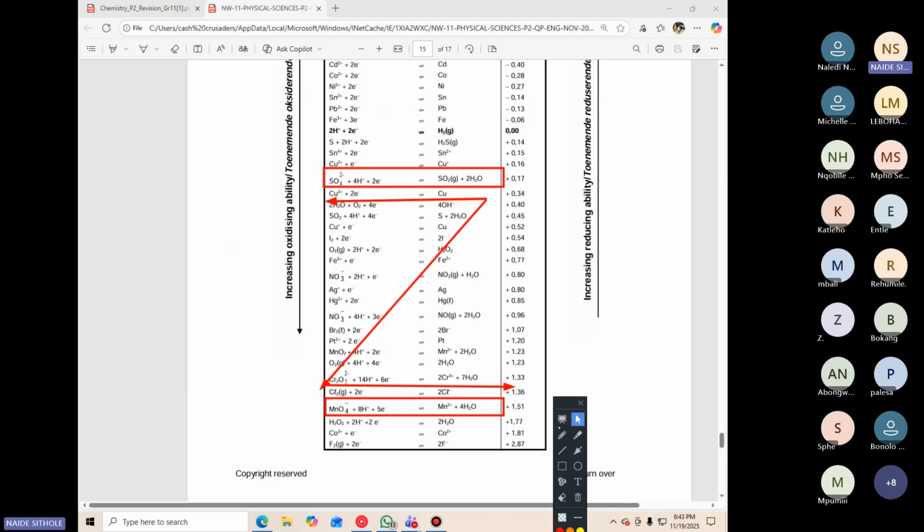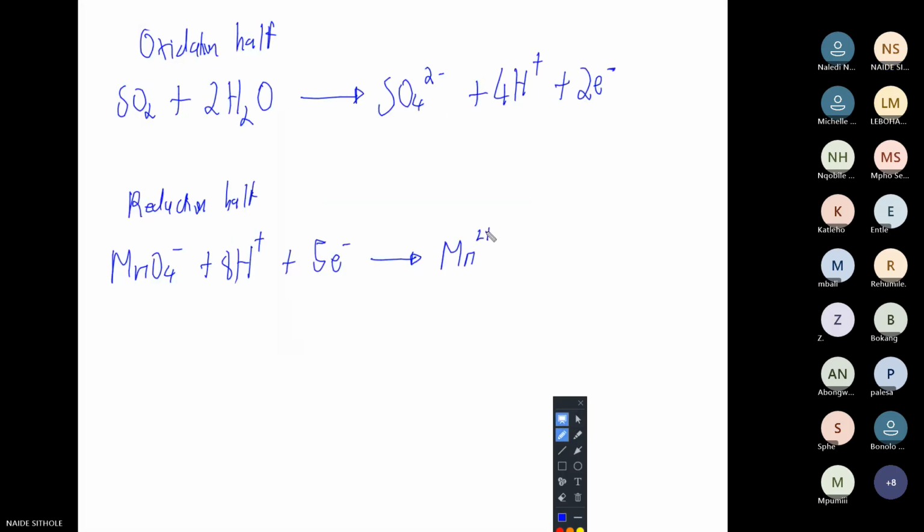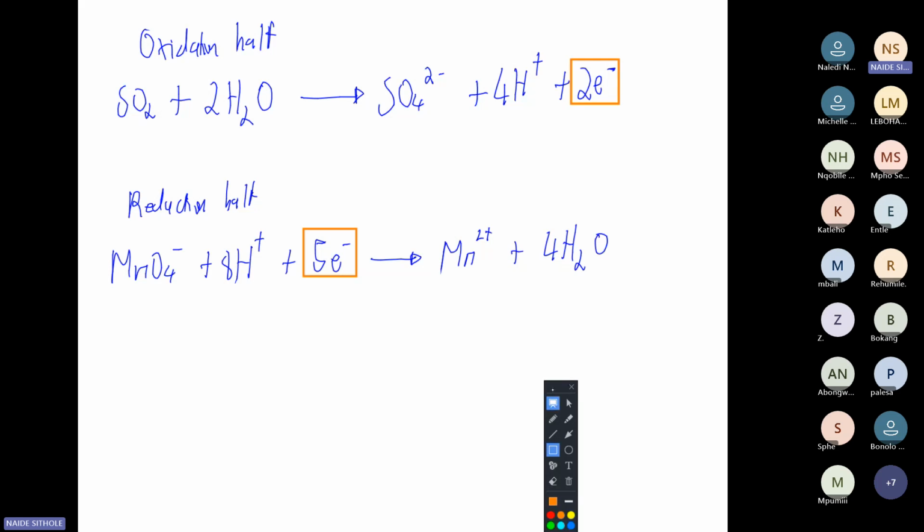To give us Mn2+ and 4H2O. Now, you want to multiply mainly because you want to balance out the what? The electrons. You always have to make sure that the electrons will completely cancel out. So how can you make sure that they cancel out?